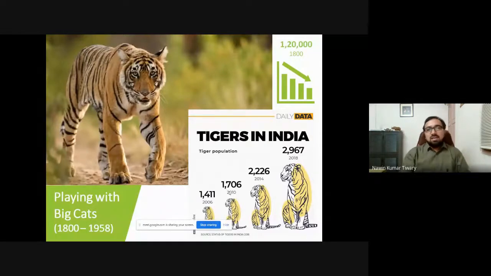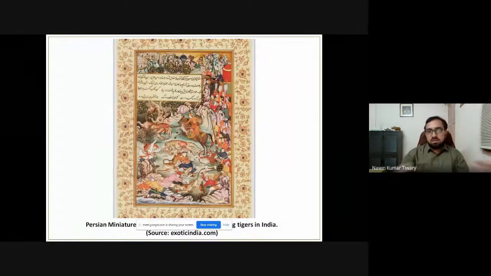Thank you. So looking at this figure, there are so many things that happen in between. Now, this is an image, a miniature painting. This is an image of a Mughal emperor, Akbar, who was one of the greatest Mughal rulers. Since that time, we can see in these miniature paintings that the royal hunting, or what we call the shikar, was one of the most favored games or sports for maharajas and the elite of that time.